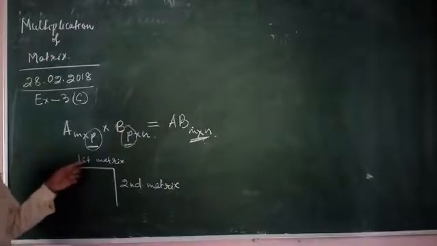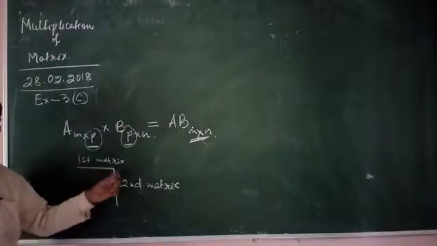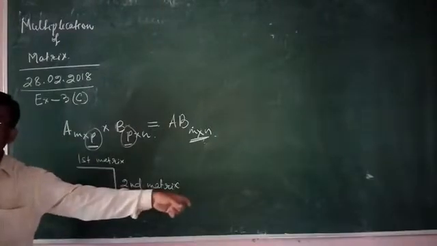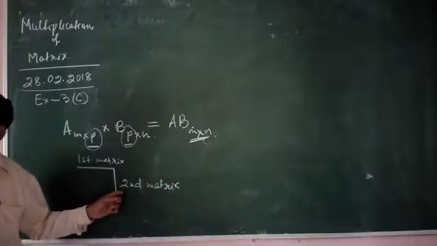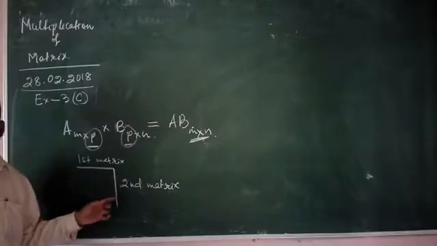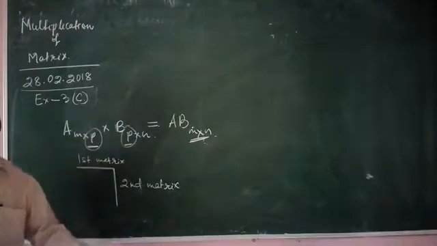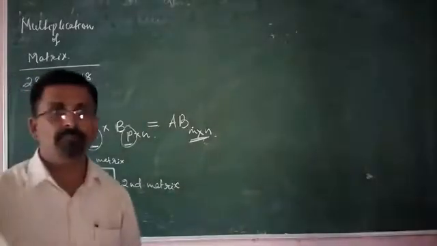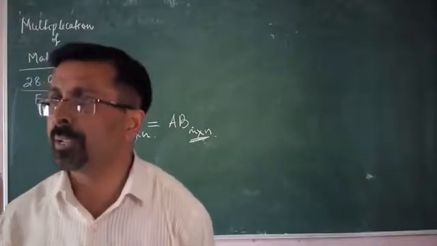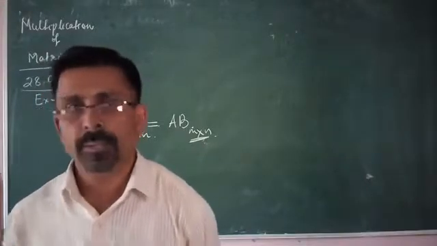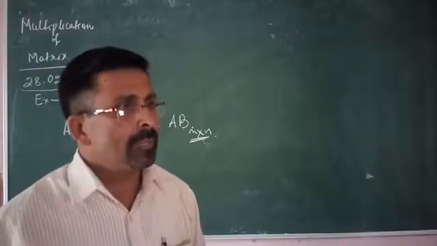After the first row of the first matrix is multiplied by every column of the second matrix, we have to go for the second row of the first matrix. So every row of the first matrix has to be multiplied by every column of the second matrix. This is the process of doing multiplication. Is it okay? Yes, sir.